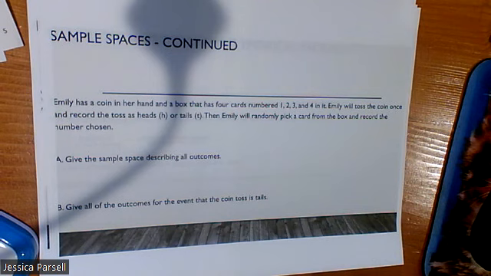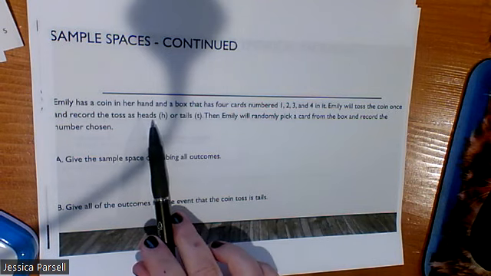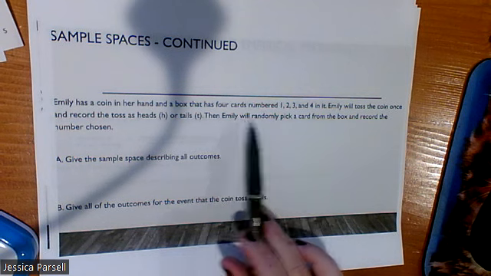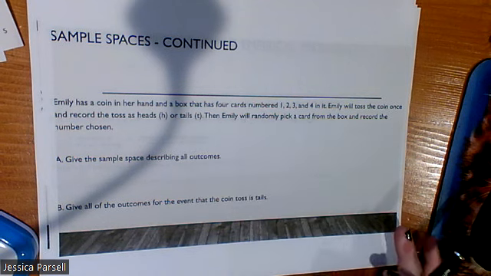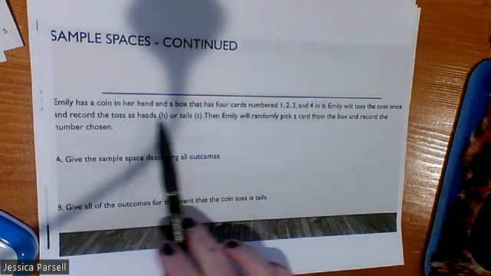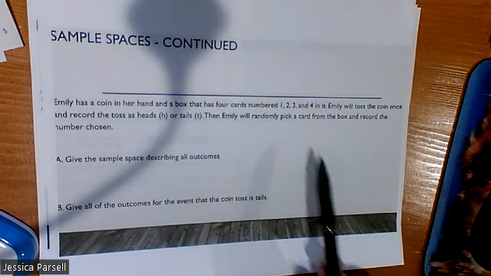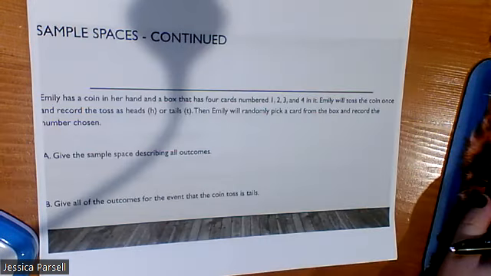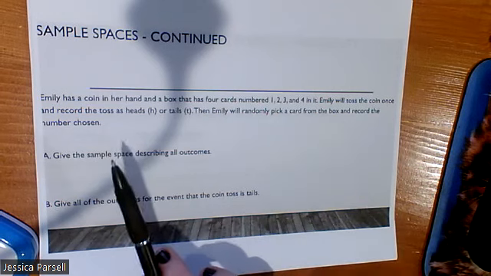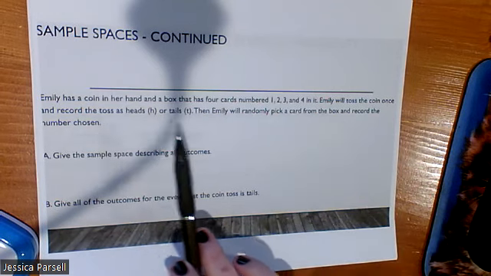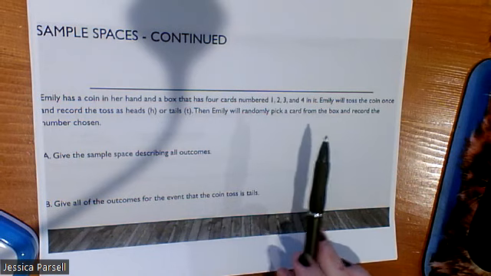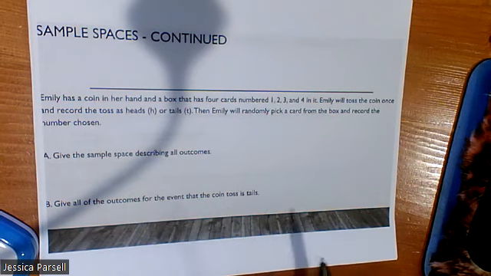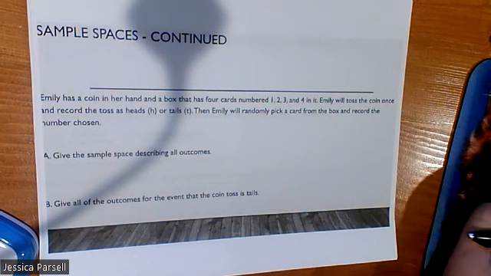All right, continue with sample space. Emily has a coin in her hand and a box that has 4 cards numbered 1, 2, 3, and 4. Okay, so think about this coin in her hand. She's also got a box that's got 4 cards, and these are the numbers on the cards. Emily will toss the coin once and then record the toss as either heads or tails. Then Emily's going to randomly pick a card from the box and record the number chosen. All right, give the sample space describing all the outcomes.